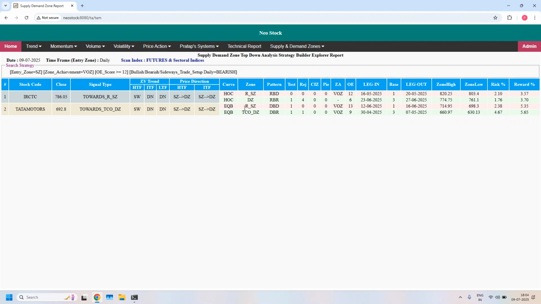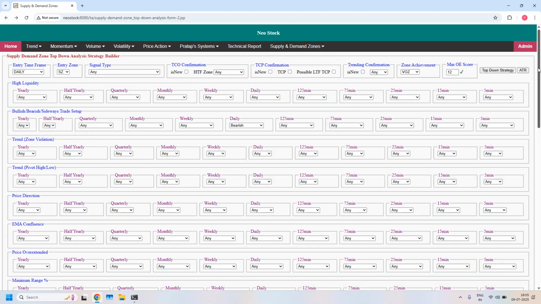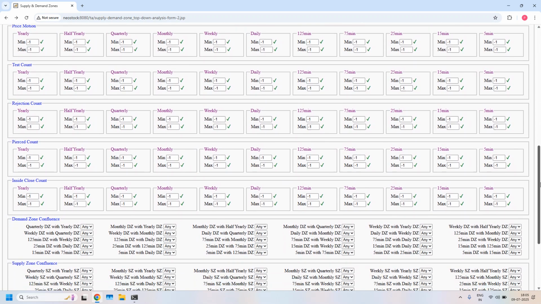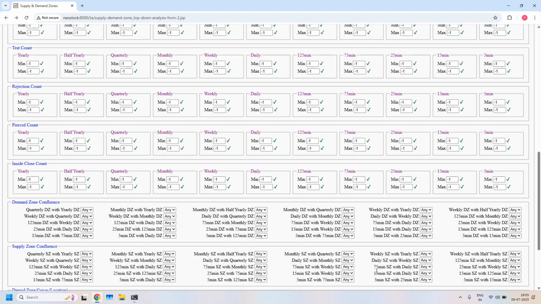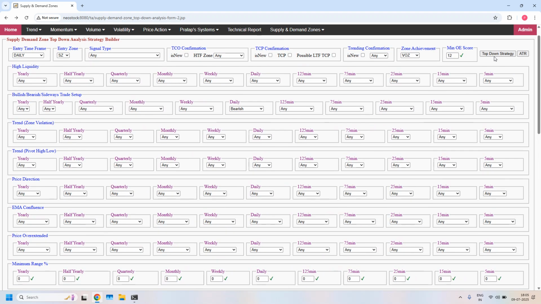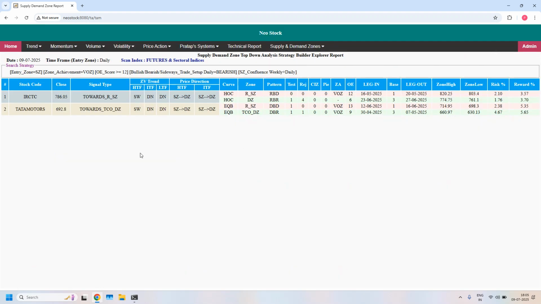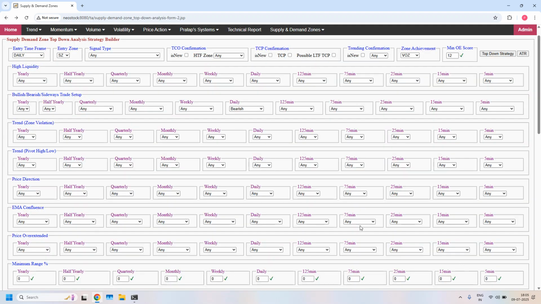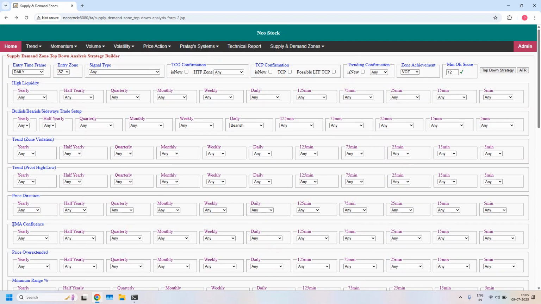Both these daily zones, as per yesterday's report, are having daily, weekly and monthly supply zone confluence. But weekly supply zone having weekly EMA. Let us quickly verify. First, supply zone confluence. Daily supply zone with weekly supply zone confluence. See, both are filtered. Now EMA Confluence.